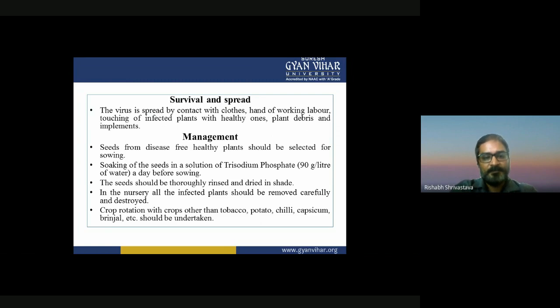Management: seeds from disease-free, healthy plants should be selected for sowing. Soaking of the seeds in a solution of trisodium phosphate 90 grams per liter of water a day before sowing. Seeds should be thoroughly rinsed and dried in shade. In the nursery, all the infected plants should be removed carefully and destroyed. Crop rotation with crops other than tobacco, potato, chili, capsicum, brinjal should be undertaken.